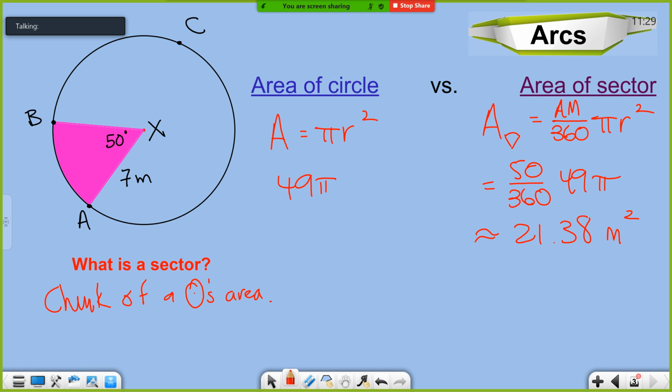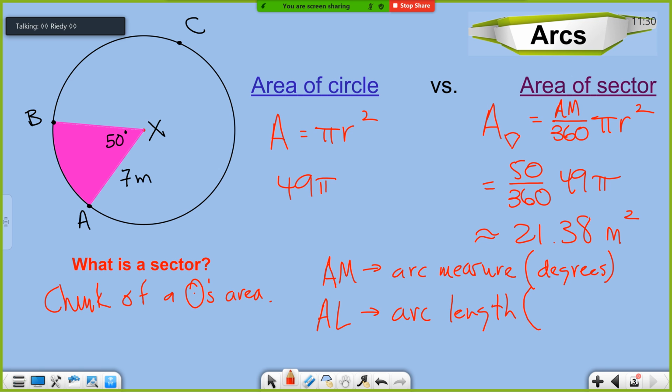Okay? Questions? What does AM stand for? Excellent question. AM stands for arc measure. So here, let me include that here. AM is arc measure, and that would be in degrees. And AL is arc length, and that would be in some linear unit: feet, inches, yards, miles, whatever you want to use. Okay?